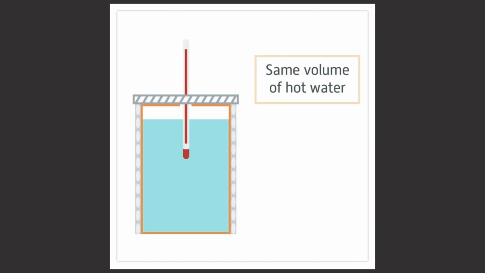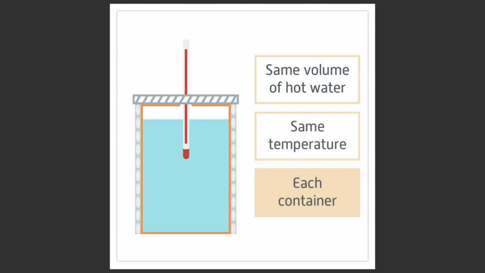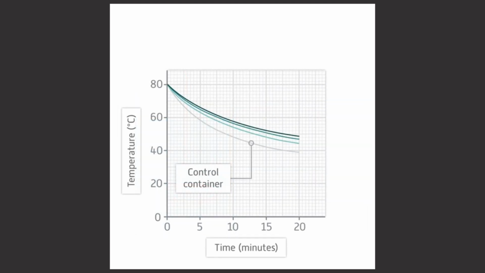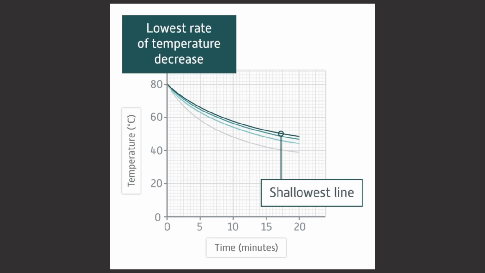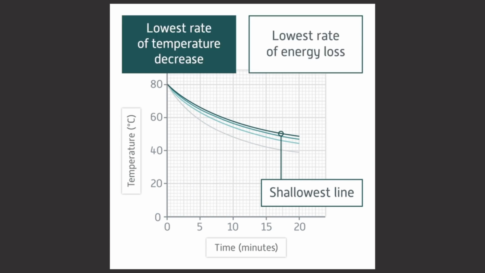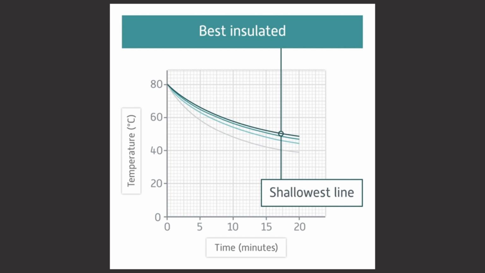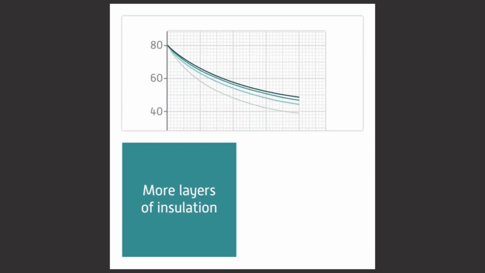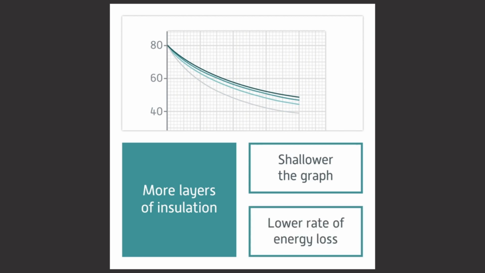As before, add the same volume of hot water at the same temperature to each container. Stir the water and take the temperature every minute for 20 minutes. Plot graphs of temperature against time for each container on the same set of axes. The shallowest graph has the lowest rate of temperature decrease and the lowest rate of energy loss, so is best insulated.